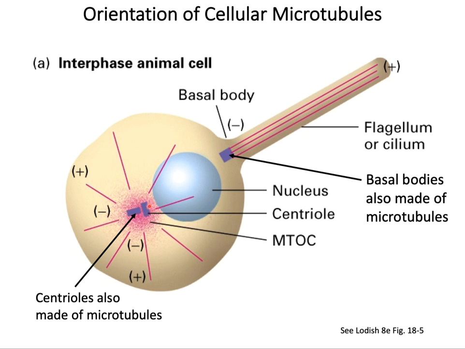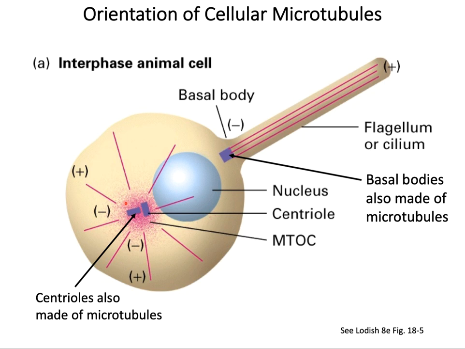The minus end of the microtubule is interacting with the centrosome, and the plus end of the microtubule is near the plasma membrane. I should mention at this point, but we will cover this a little later, like actin, the two ends of microtubules are not biochemically equivalent. So there is a minus end and a plus end, just like in actin.